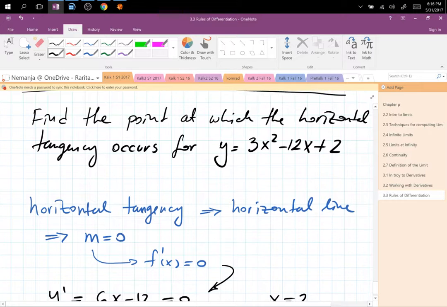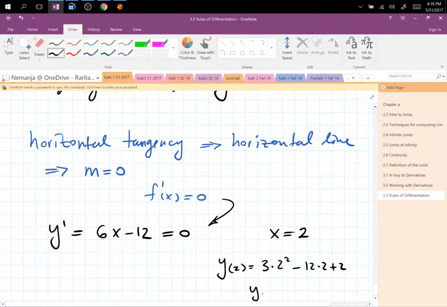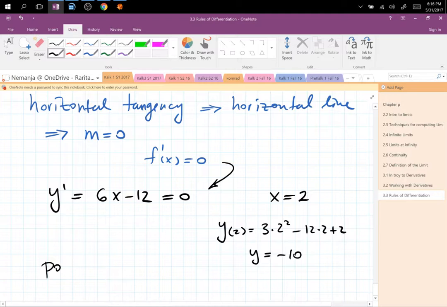Now, I asked for point. So to find the y value, y of 2 is 3 times 4, so 2 squared, minus 12 times 2 plus 2. Y is equal to, that's 12, that's a negative 12, negative 10, right? Yep. So point is 2, negative 10. You are going to have a horizontal tangency there.